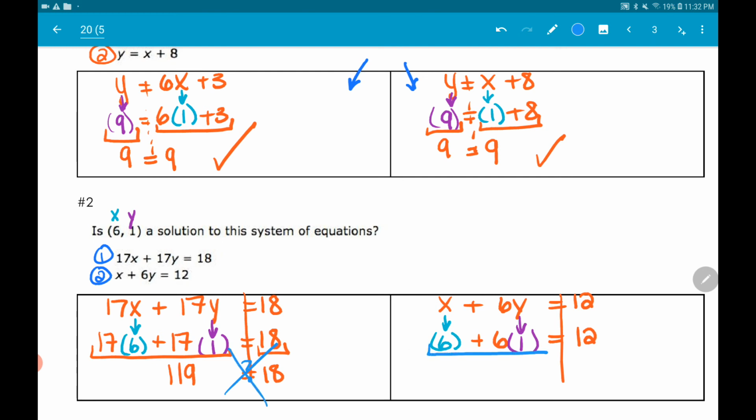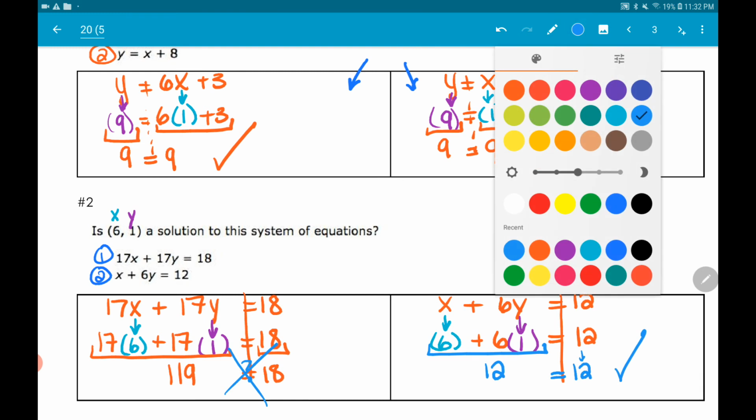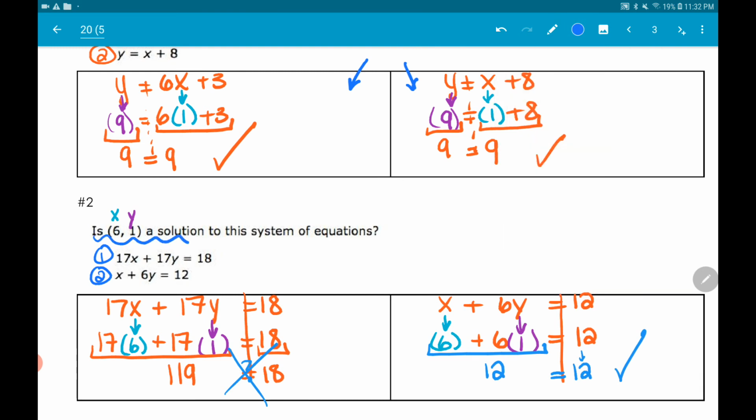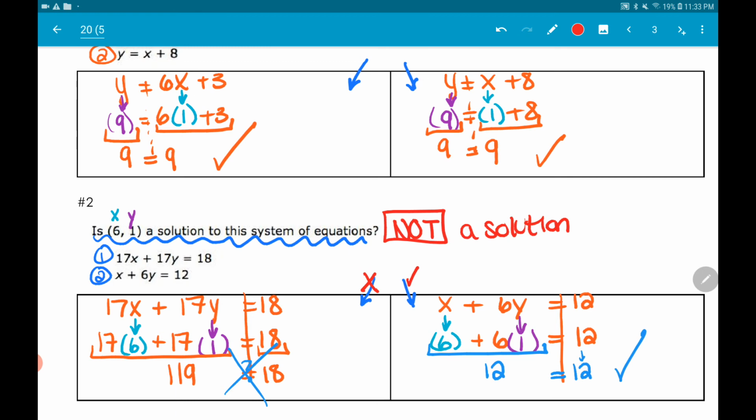Let's do this equation. I get this. I get 12 on this side. And this just gets brought down. I also get 12. Does that one work? Yes. So now the question again, is this a solution to the system? In order for it to be a solution, both equations have to work. And we see here that this one did work, but this one did not. So this means that this is not a solution. So remember, they both have to work.